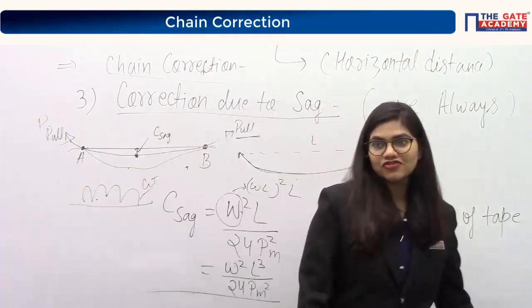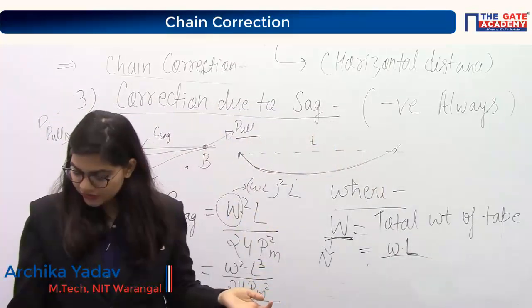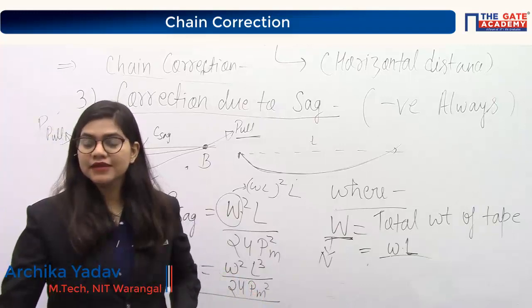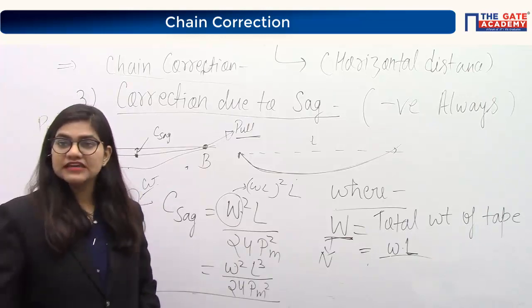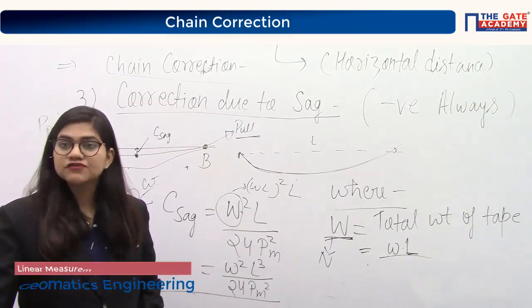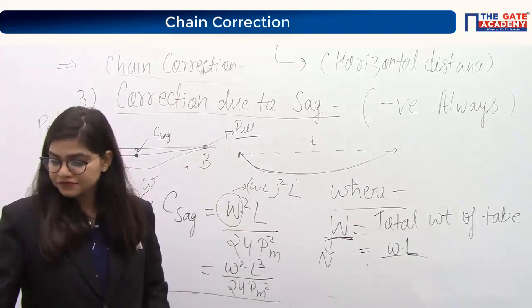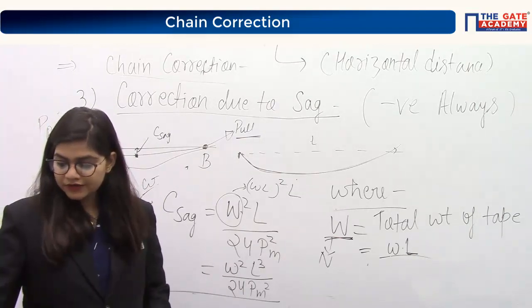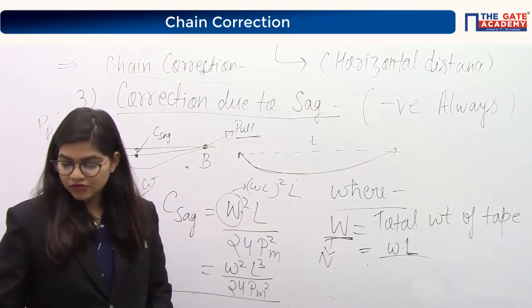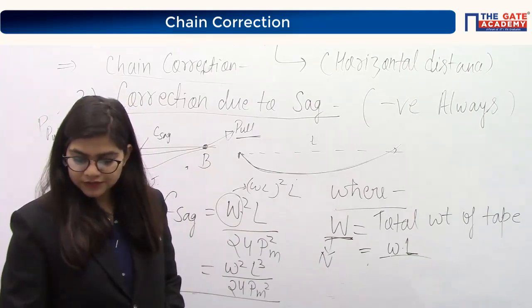Okay, we'll do one question. In that question, we will cover each and every correction. The question is: a baseline measured with a steel tape was found to be 1050 meter. Find the correct length of the baseline.